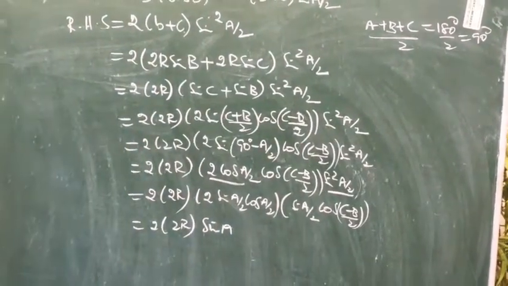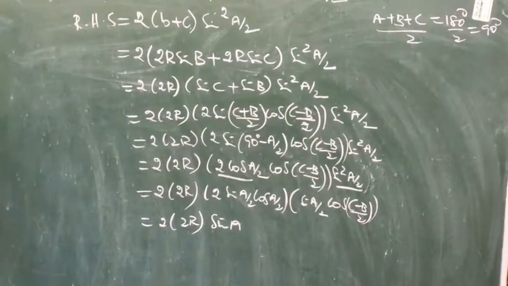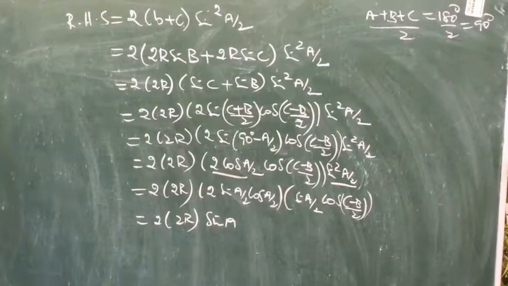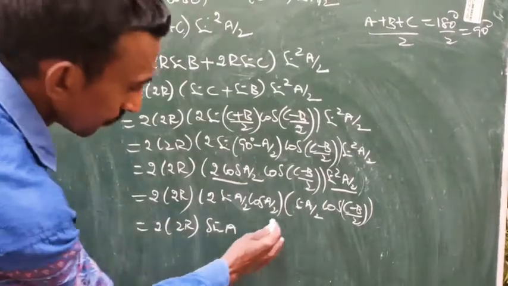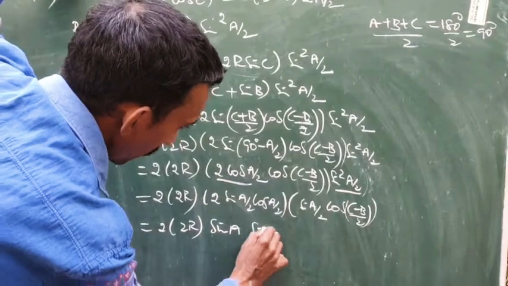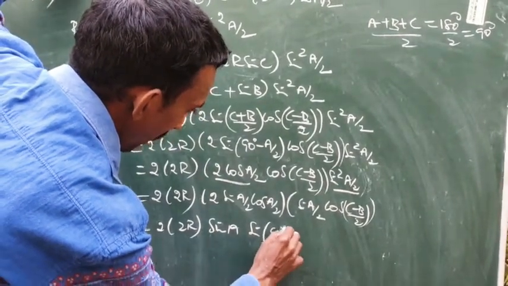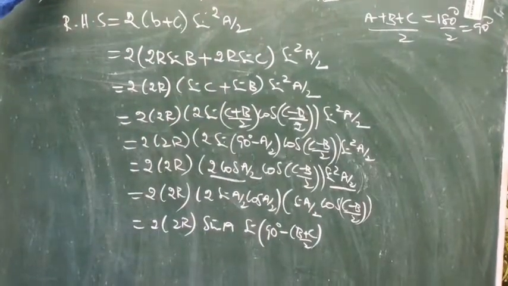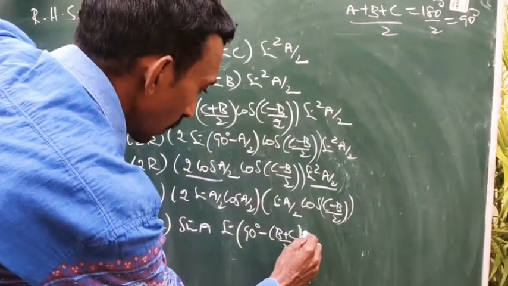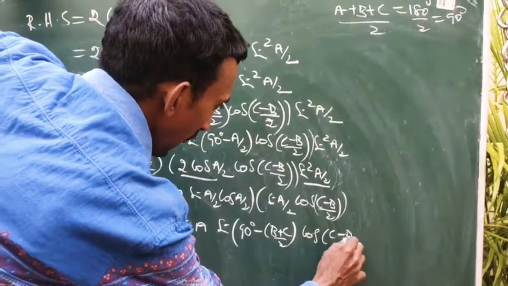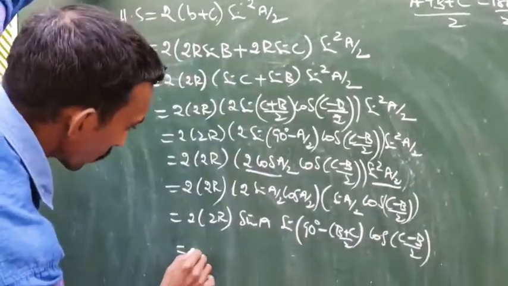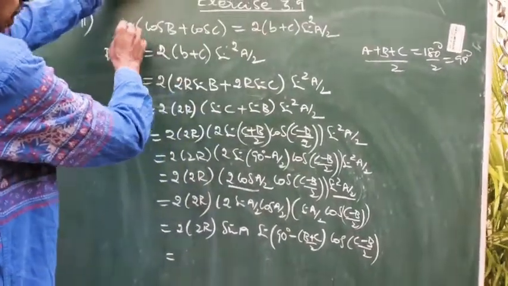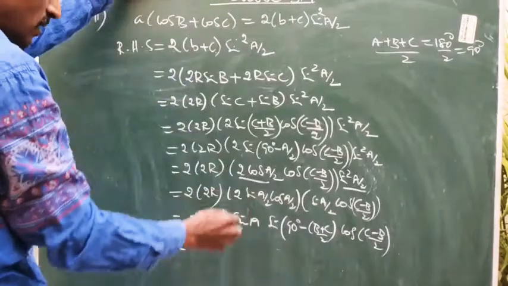So again, what is sin a by 2? So sin a by 2 can be written as cos, sin, okay. So a by 2 can be written as 90 minus of (b plus c) by 2 into cos (c minus b) by 2, okay. So what we have to prove? So it is equal to a into cos b cos c.